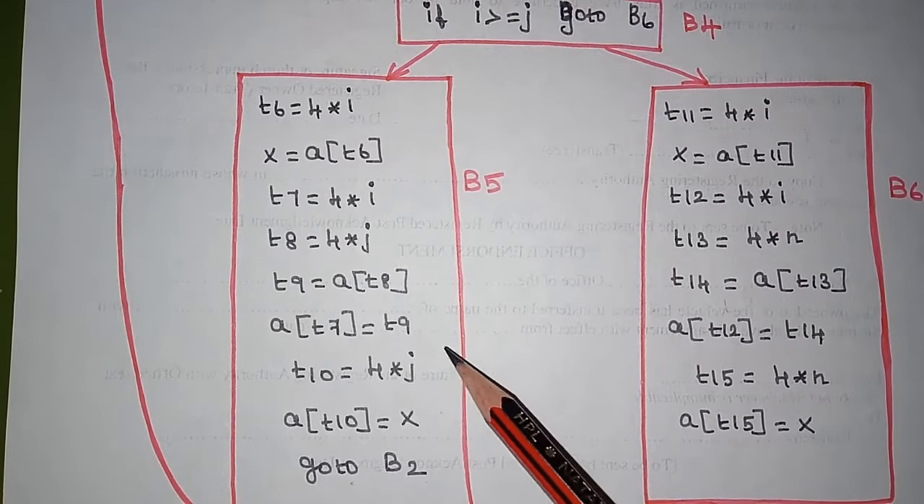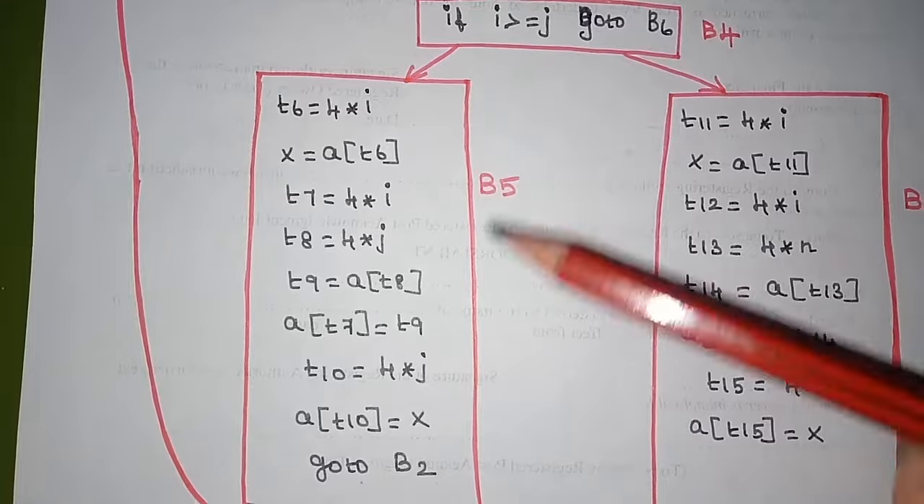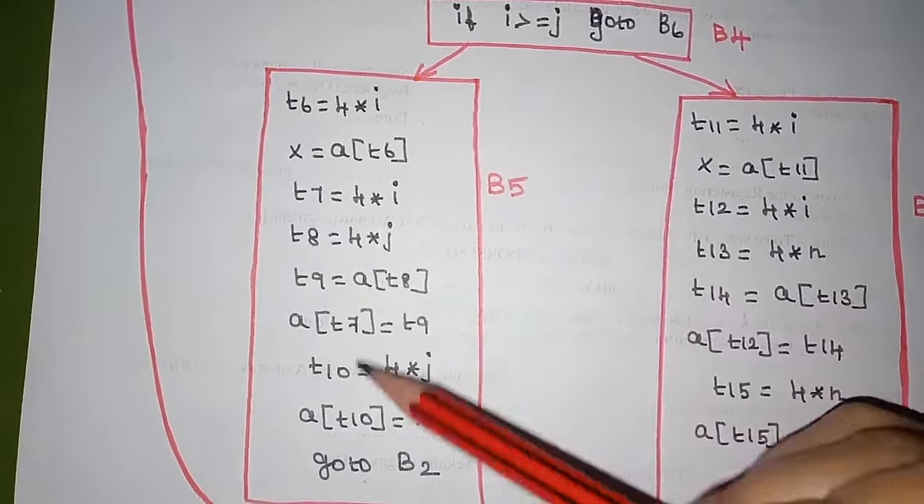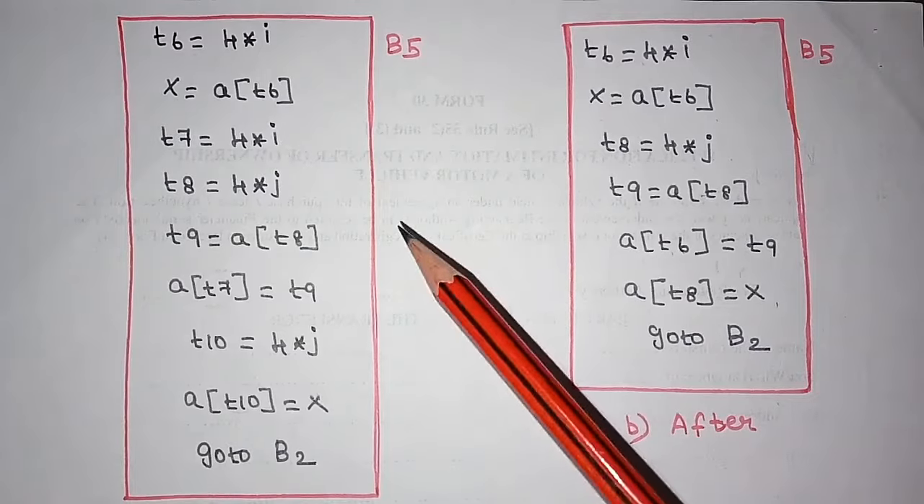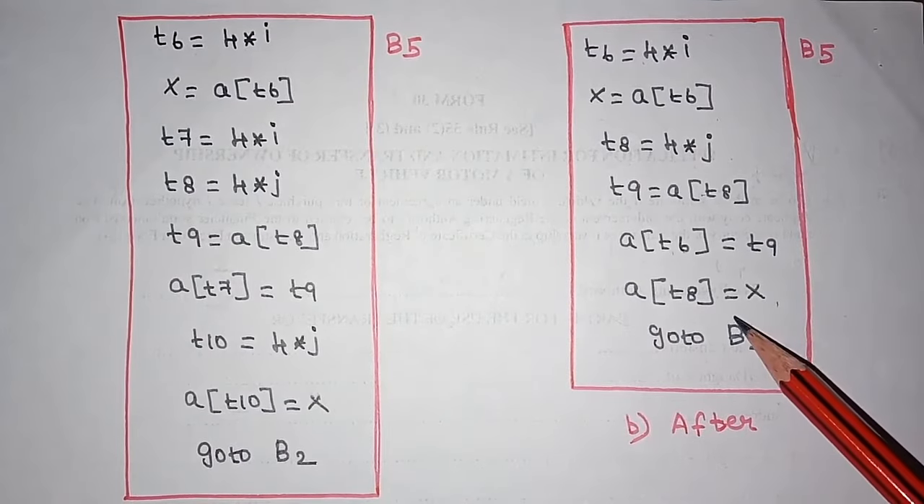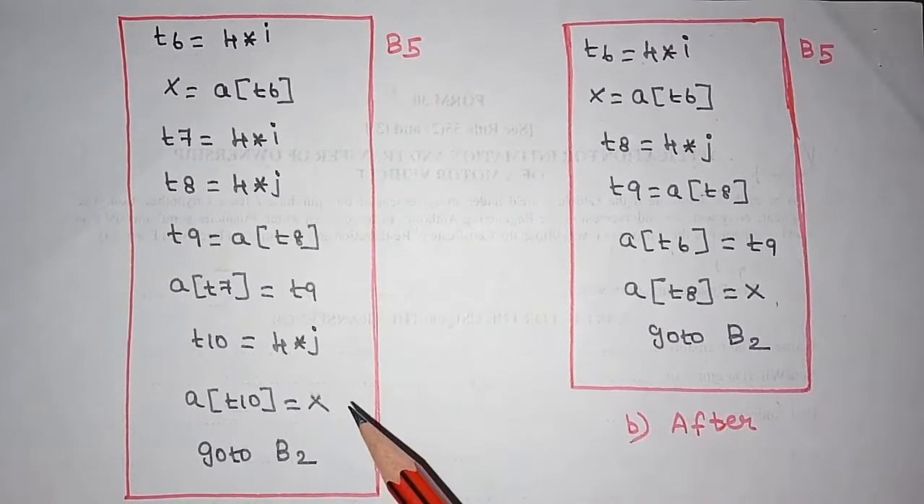That is, first we are going to do a local optimization here, and then we are going to apply a global optimization. Now let us take only this block 5 and try to do local optimization in this block 5. So this is block 5 before optimization and after optimization. Now we will see how to optimize this block 5.